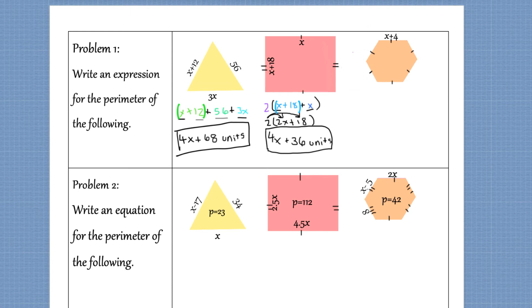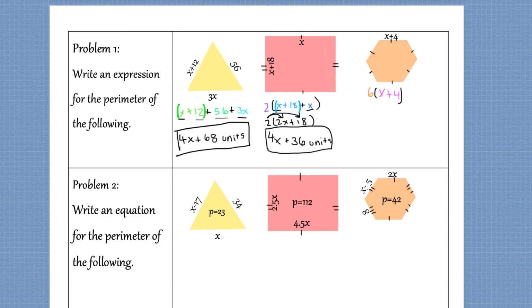And so like we did in the last one, instead of just adding x plus 4 plus x plus 4 plus x plus 4 plus x plus 4 and so on, we can just do x plus 4 and then put the x plus 4 in parentheses and multiply everything by 6.